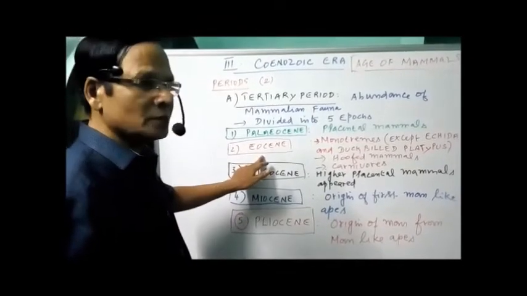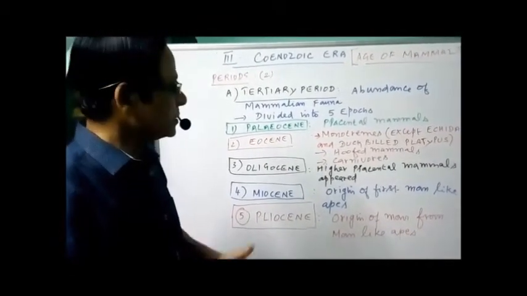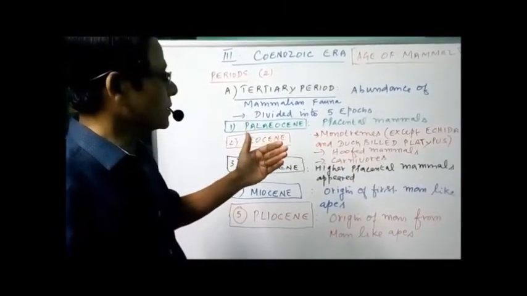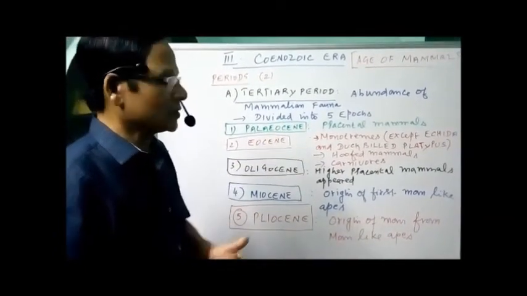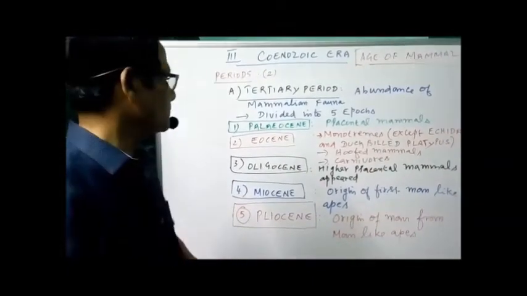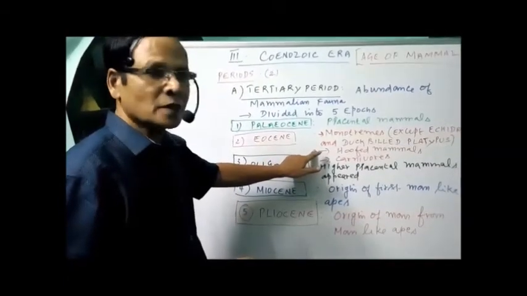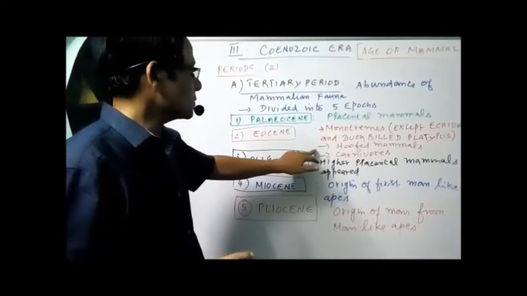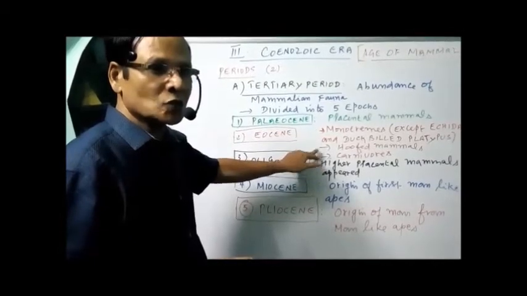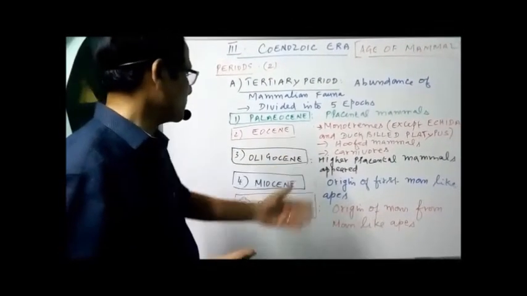So Eocene is marked by the existence of monotremes, the egg-laying mammals, like the echidna and the duck-billed platypus. The echidna is nothing but the spiny anteater. Then, as I mentioned already, it is marked by hoofed mammals like horses. Then also the appearance of carnivorous animals started. Now Oligocene, higher placental mammals appeared.